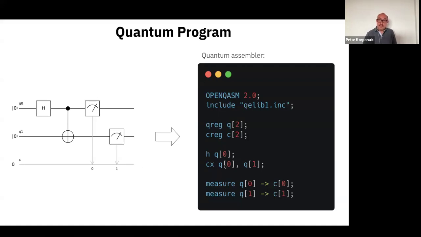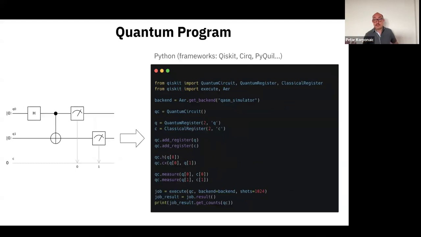Quantum assembler is usually useful for exporting and importing quantum circuits between different frameworks. But usually people use Python for programming quantum computers. There are Python frameworks for programming quantum computers. The most popular is Qiskit, the Quantum Information Science Toolkit by IBM. But there are also others: Cirq by Google, PyQuil by Rigetti, and so on. Anyway, there are different quantum frameworks, but they perform very similar things.